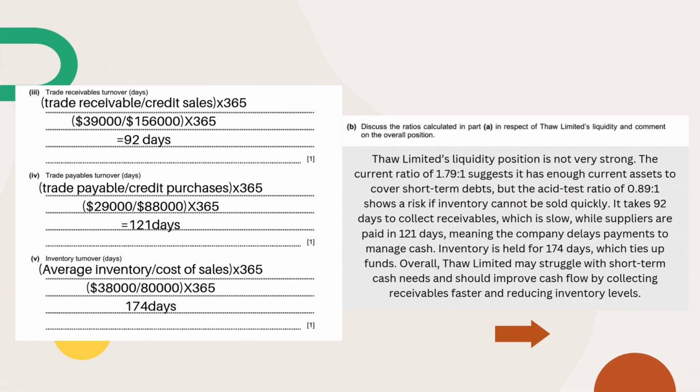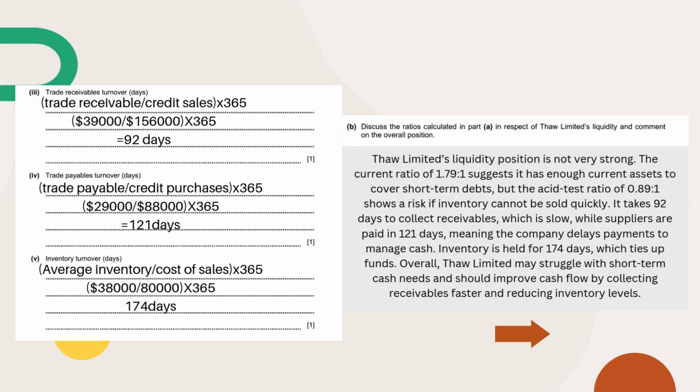Trade receivable turnover days. The formula is trade receivables divided by credit sales times 365. 39,000 divided by 156,000 times 365 is equal to 92 days. Trade payable turnover days formula is trade payables divided by credit purchases times 365. 29,000 divided by 88,000 times 365 is equal to 121 days. Inventory turnover days: average inventory divided by cost of sales times 365. 38,000 divided by 80,000 times 365 is equal to 174 days.